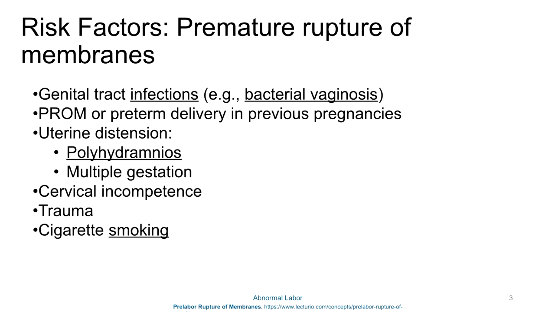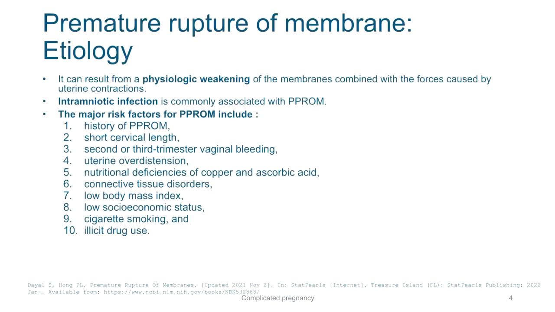Also, when we have uterine distension with a large amount of amniotic liquid, polyhydramnios, or multiple gestation because of twins, cervical incompetence, trauma, and cigarette smoking are also risk factors. Remember that the risk factors have to do with the degradation of the membrane components. The main component of the membranes is collagen, and there are also other components.